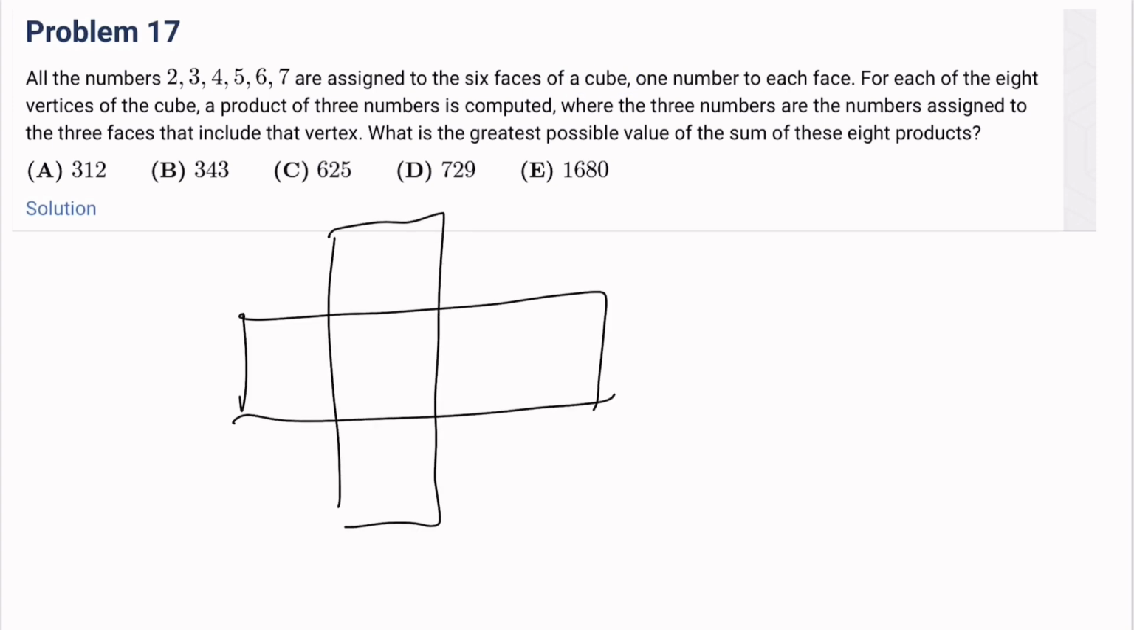And so this is what a cube looks like. This is what a cube looks like when it's folded out. And so we need the greatest possible value of the sum of the faces. Like, these 3 faces share this vertex, so the multiple of those will be computed, and these 3 because of this, and these 3 because of this, and so on, right?